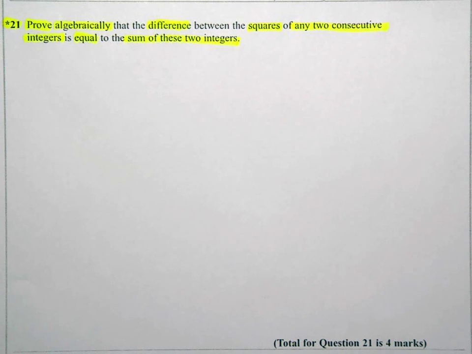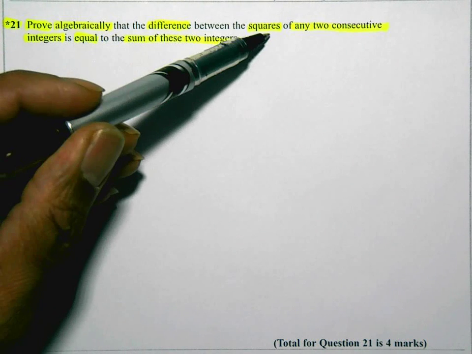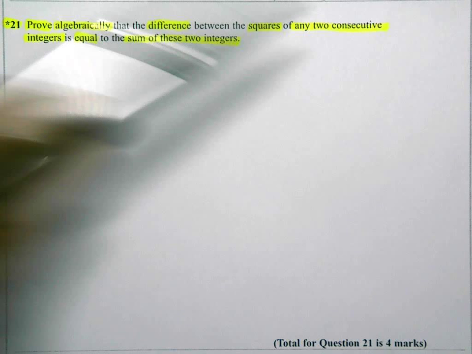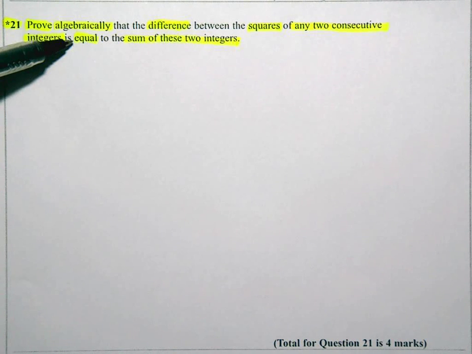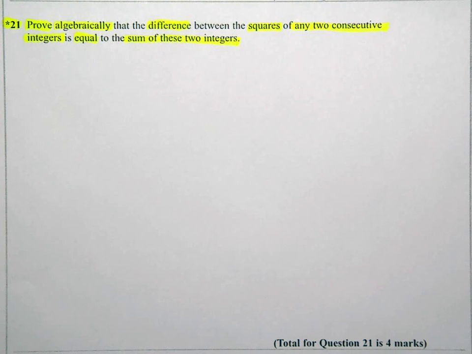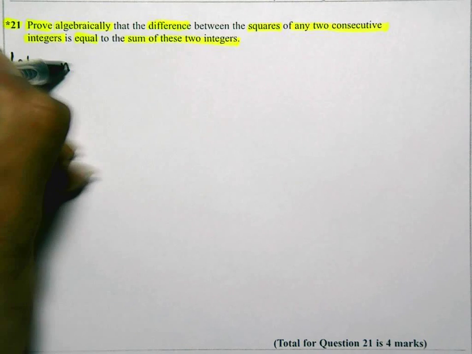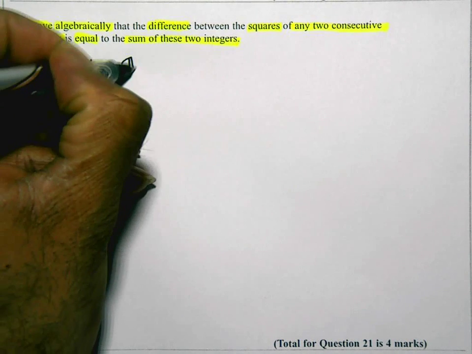So this comes under the heading proof, right? Proof has become quite popular in the exam, especially at the upper end of the higher paper. Let's read through it again. Prove algebraically that the difference between the squares of any two consecutive integers is equal to the sum of these two integers. So I'm going to start off by saying let n be the integer.